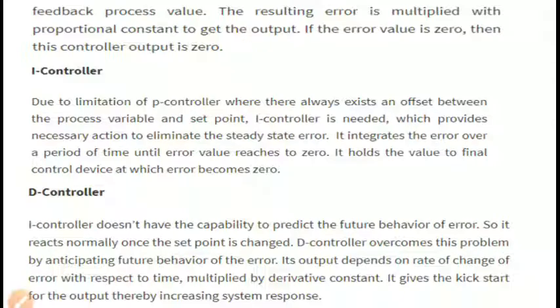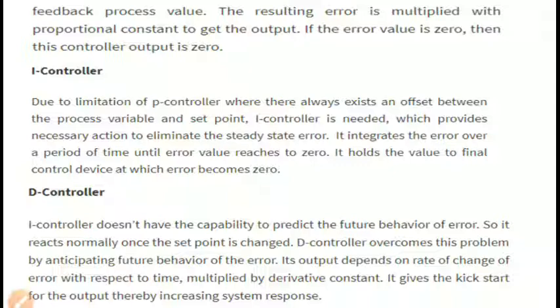Now we have, last but not the least, the D controller. The I controller doesn't have the capability to predict the future behavior of error, so it reacts normally once the set point is changed. The D controller overcomes this problem by anticipating the future behavior of the error. Its output depends on the rate of change of error with respect to time, multiplied by the derivative constant. It gives a kick start for the output, thereby increasing system response.